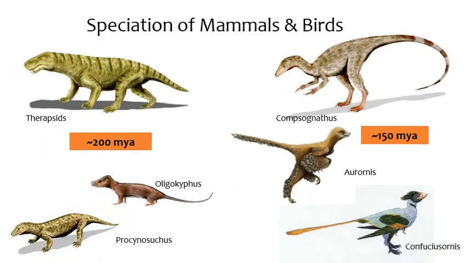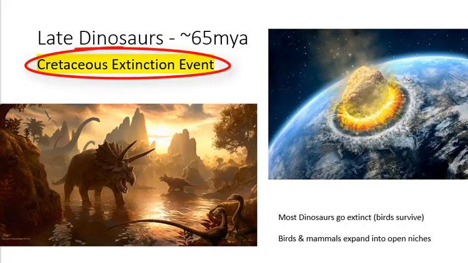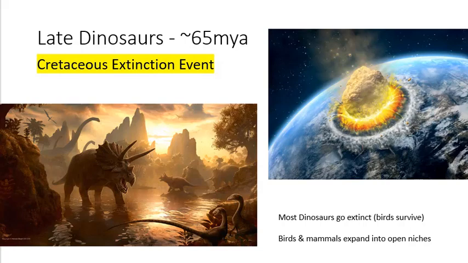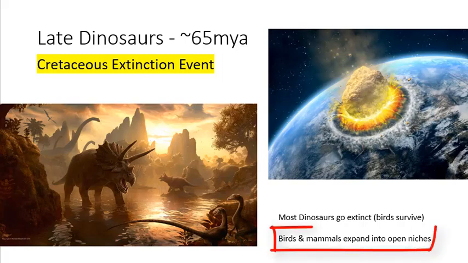And these animals are all hanging around with the dinosaurs until a massive meteor strikes the Earth about 65 million years ago. This is the Cretaceous extinction event. Many species and groups go extinct. The bird-like dinosaurs survive. Birds today are the last surviving dinosaurs, and some very small mammals survive. With the open niches from other dinosaurs, the birds and mammals are able to expand into those open niches.